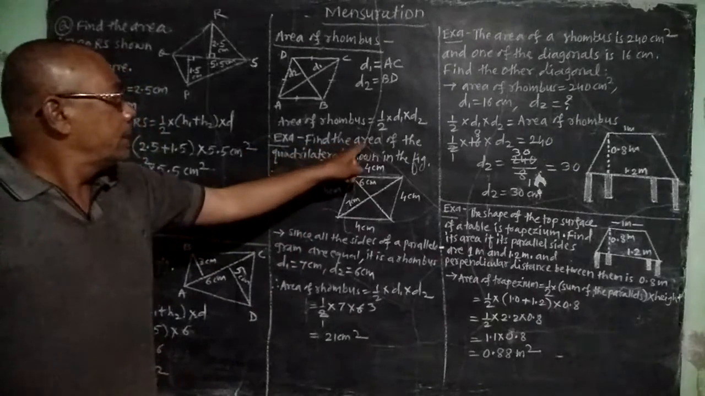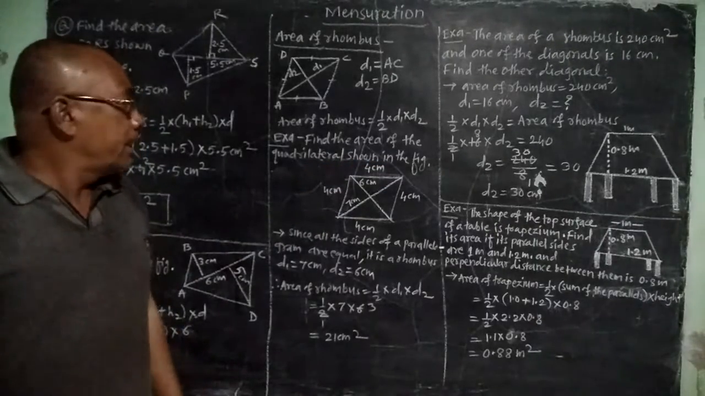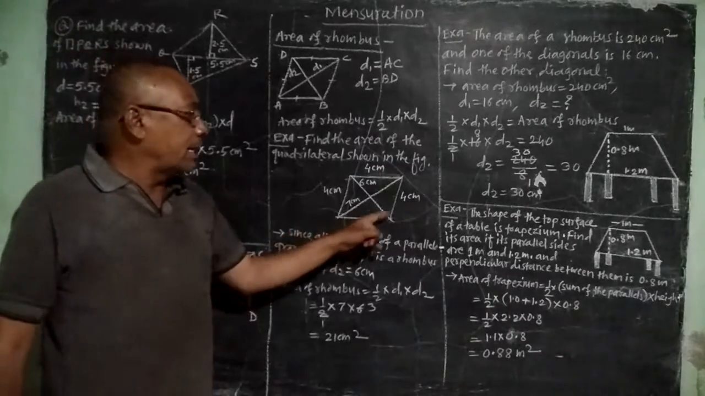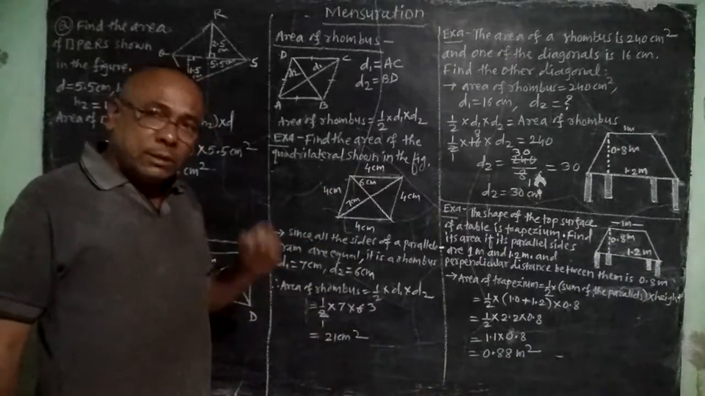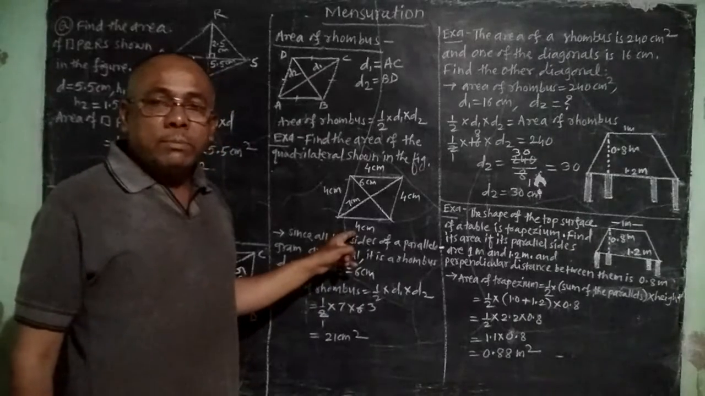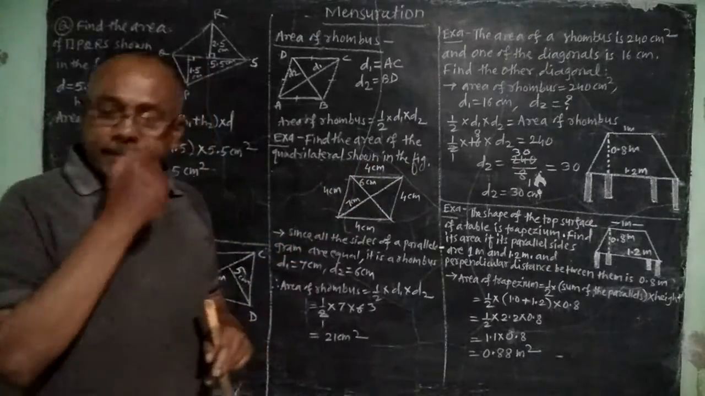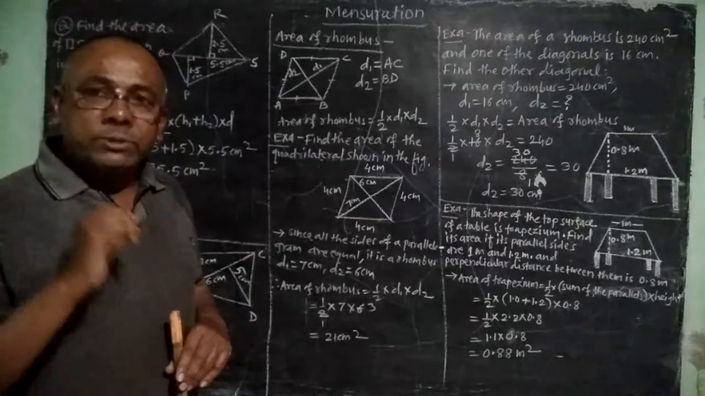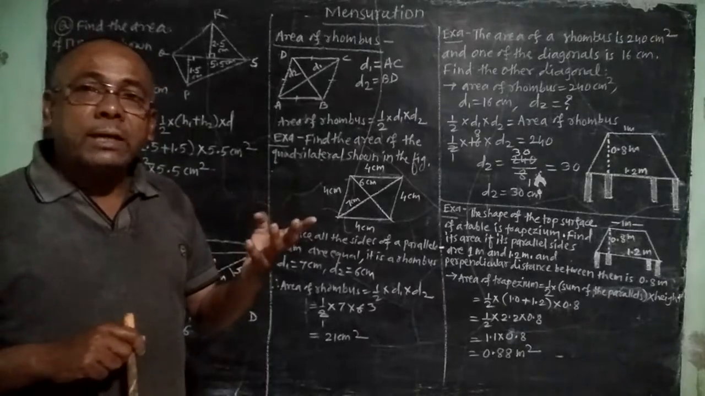Find the area of the quadrilateral shown in the figure. Here one quadrilateral is drawn with both its diagonals. It is given that each side of the parallelogram is the same, that is 4 centimeter, 4 centimeter, 4 centimeter and 4 centimeter. We know that square as well as rhombus have all sides equal. But how to differentiate square and rhombus?